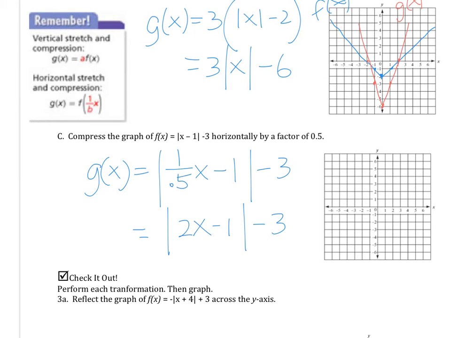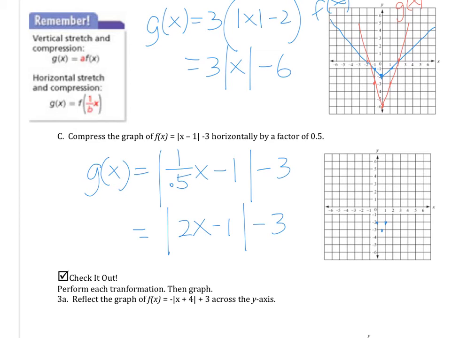Okay, and again, to graph this, you would have to graph a few points. Just put some numbers in there. I'm going to put a 0 in there. I get negative 1, which is 1. And 1 minus 3 is negative 2. Put a 1 in there. I get 2 minus 1 is 1. Minus 3 is negative 2. So that tells me that the vertex is in between here.